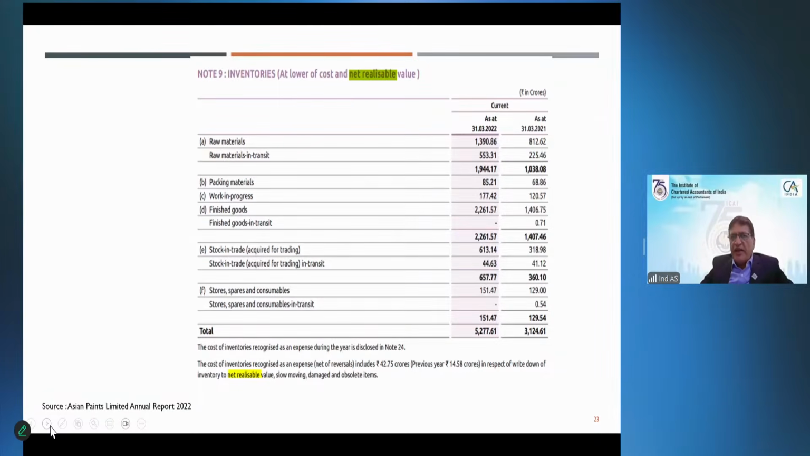Similarly, how the inventory should be disclosed: raw material, this much amount, and raw material in transit is separately disclosed. Packing material, work in progress, finished goods, and finished goods in transit. The stock in trade in transit. The stores and spares, etc. Okay. And similarly, the other disclosures are there in the background.